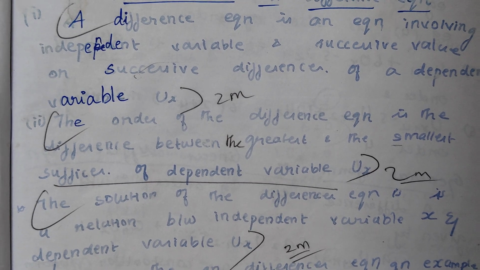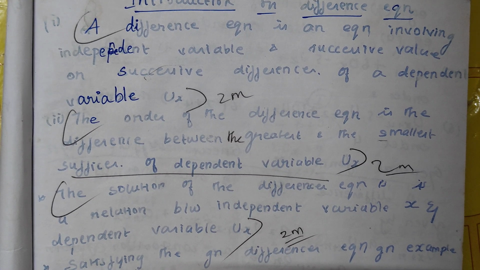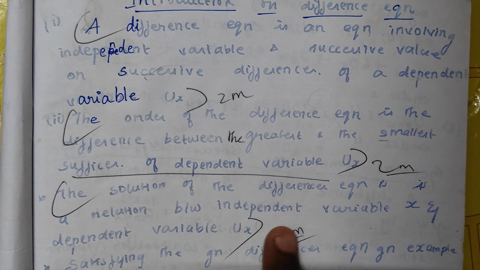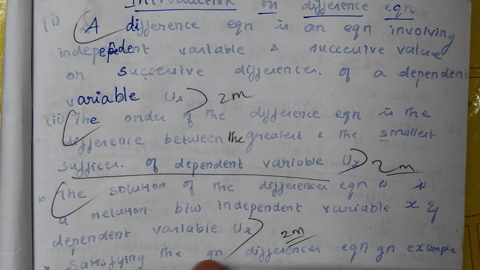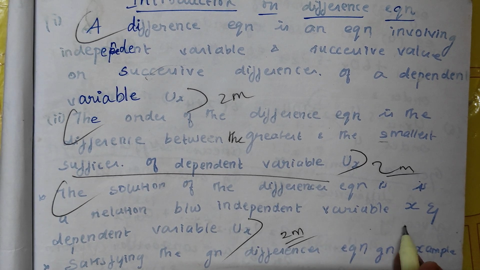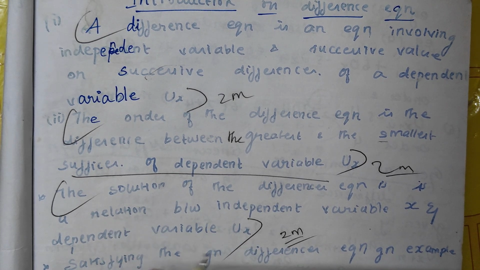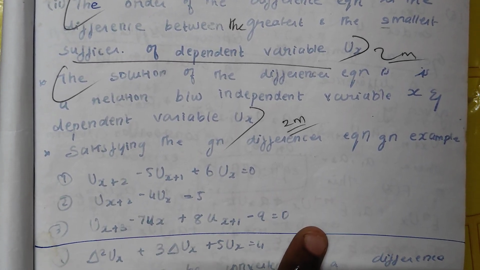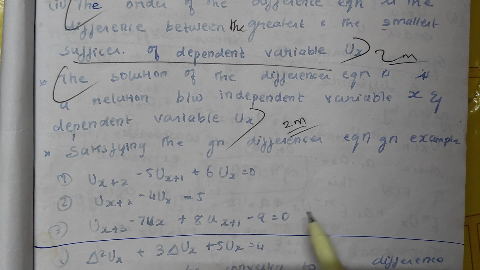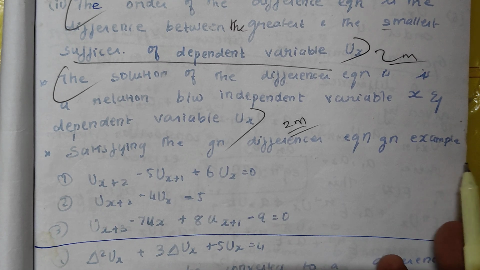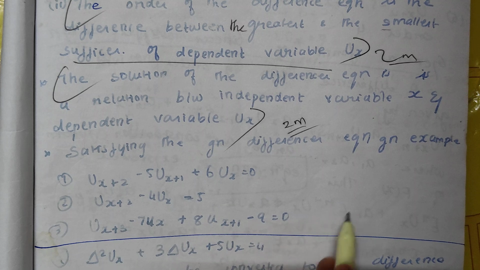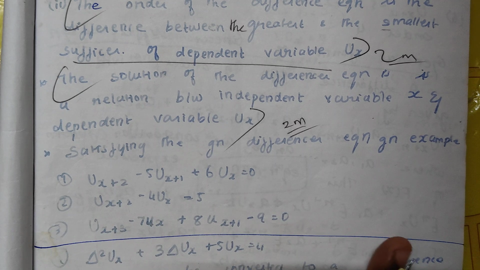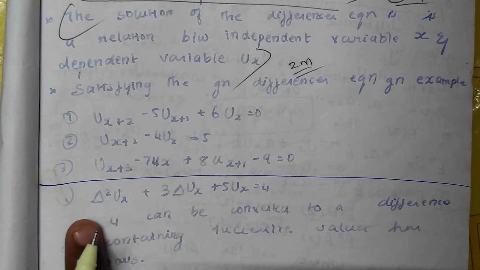Okay, so then the solution of the difference equation is a relation between the independent variable x and the dependent variable ux. So when you say a solution to a difference equation, it is a relation between the independent variable and dependent variable satisfying the given difference equation. These are all difference equation examples. Okay. Then first we will see this.